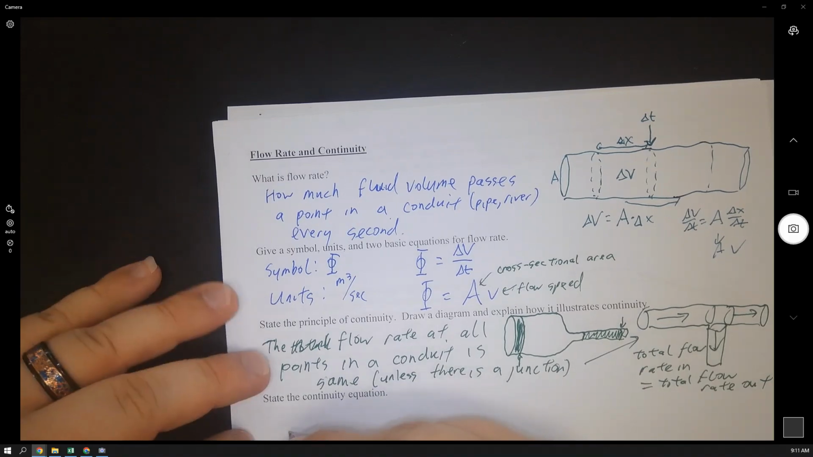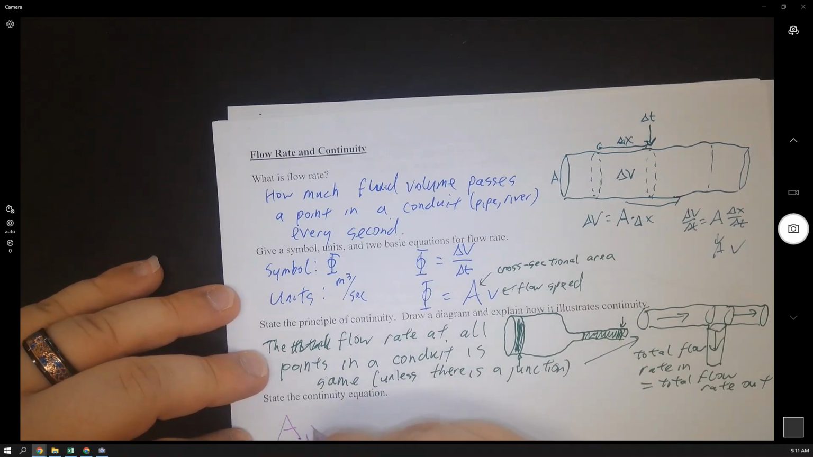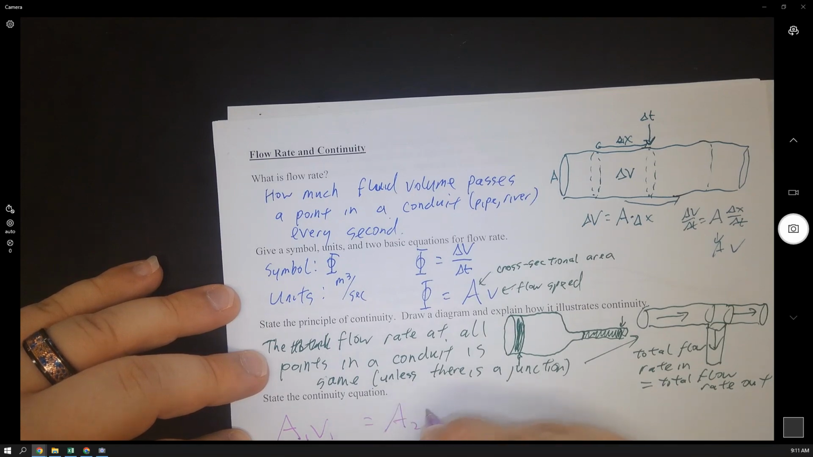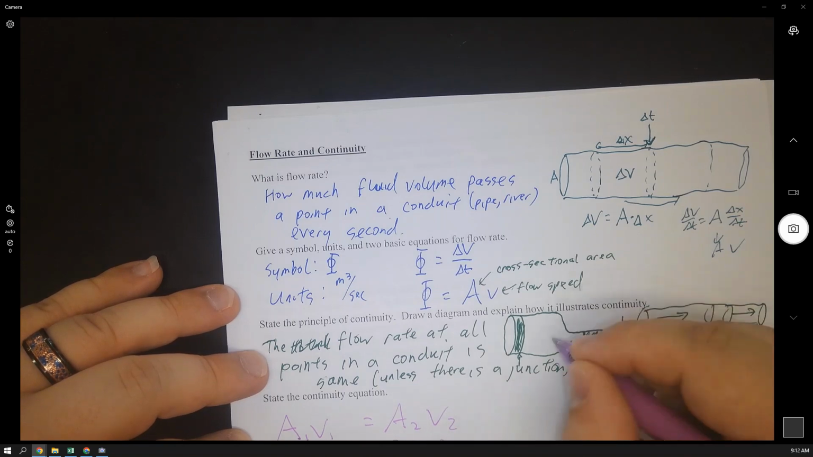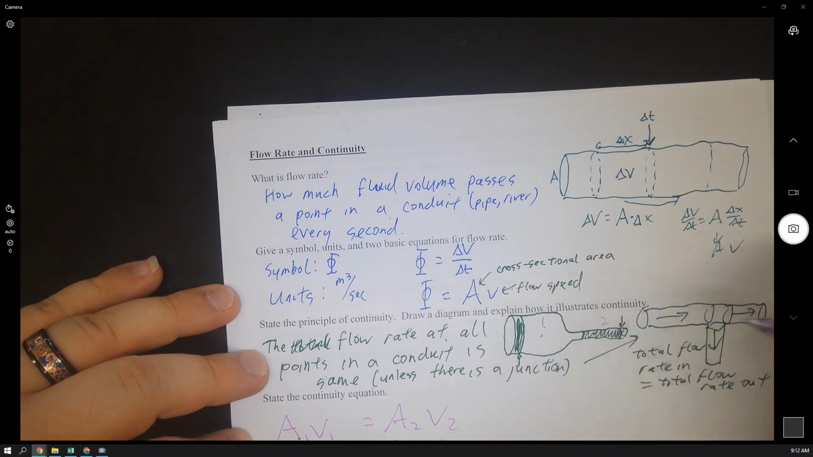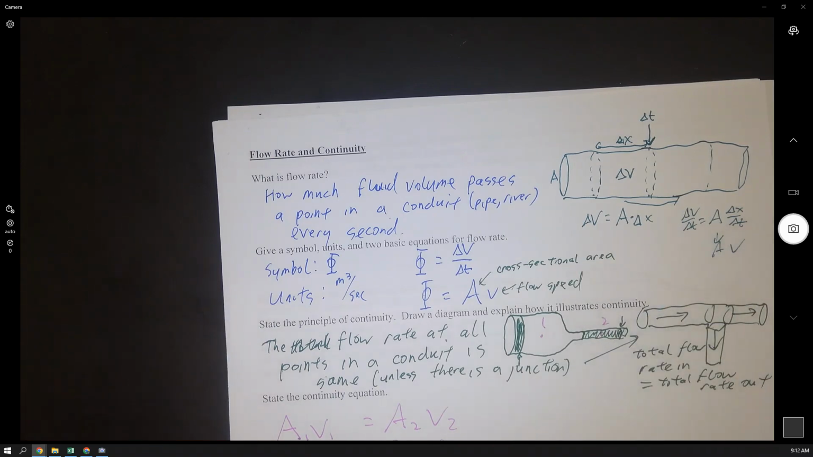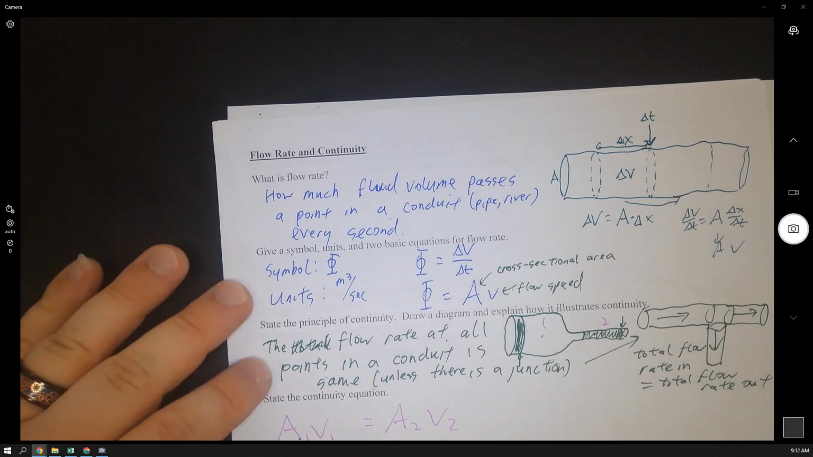The continuity equation says area 1, velocity 1, this is the flow rate at point 1 in the pipe, equals area 2, velocity 2, that's the flow rate at point 2 in the pipe. So maybe this is point 1 and this is point 2. So the continuity equation chooses 2 points in the fluid to compare. You're going to find out later that Bernoulli's does the same thing. Point 1 is on one side of the equation, point 2 is on the other side of the equation.